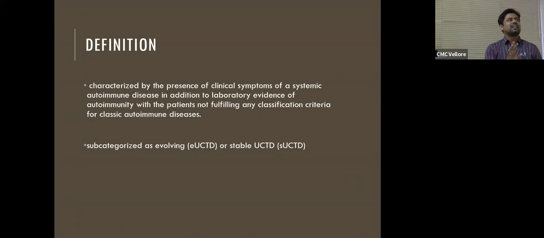So there is a lot of debate on the criteria which should be used, and different rheumatologists may tell you different things, but this is what is generally considered: presence of clinical features in addition to lab evidence of autoimmunity, but not fulfilling a criteria. It may be evolving disease or a stable UCTD.